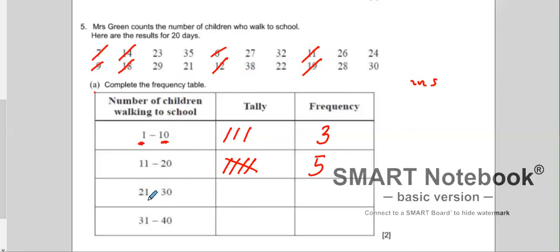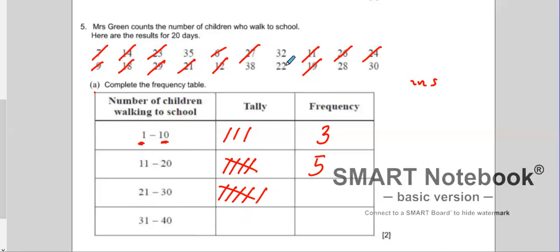21 to 30, we have that number there, and that one, and that one. Also, we have this number. 21 to 30, we have that number there. So we have to close that way. And then we have 21 itself, so we cancel it there.